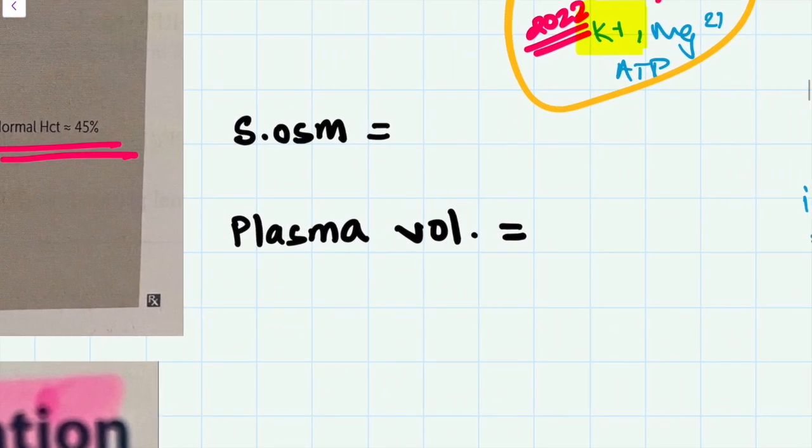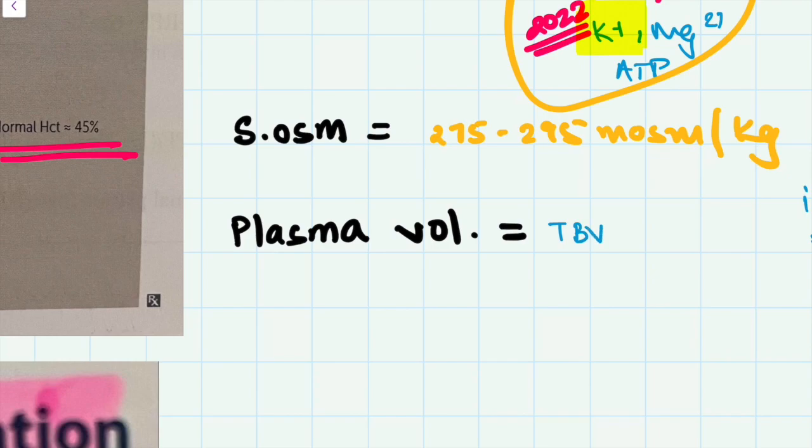Now coming to serum osmolarity, it is approximately 275 to 295 milliosmoles per kg water, while the plasma volume is calculated by multiplying the total blood volume by 1 minus hematocrit, right?